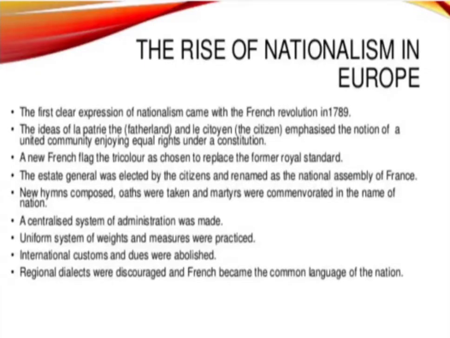The next topic is the rise of nationalism in Europe. The first clear-cut expression of nationalism came with the French Revolution in 1789. After the French Revolution, a big change happened in France. Before 1789, there was the rule of absolute monarchy in France. After that, the political and constitutional changes that came in the wake of the French Revolution led to the transfer of sovereignty from the monarchy to a body of French citizens. The revolution proclaimed that it was the people who would henceforth constitute the nation and shape its destiny.